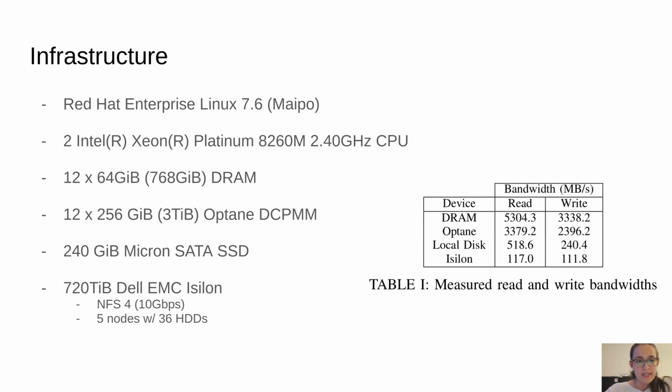So for our experiment, we received a server directly from Dell to perform this study. It had Red Hat Enterprise 7.6 as an operating system and 2 Intel Xeon CPUs with 768 gigabytes of DRAM and 3 terabytes of Optane. It additionally had 240 gigabytes of SSD and 720 terabytes of Lustre storage.